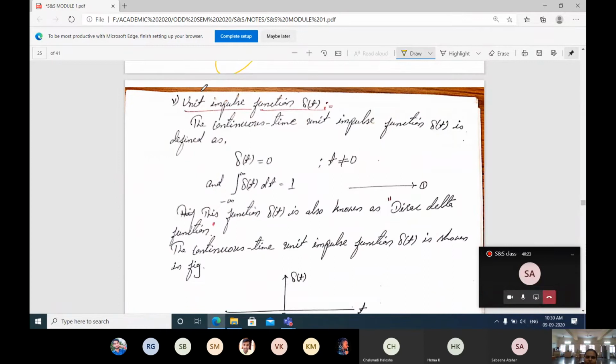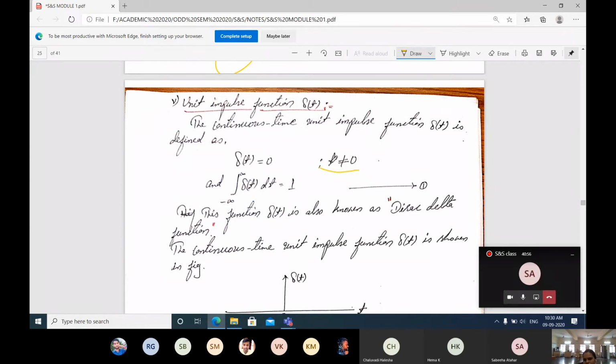Then the next one is the unit impulse function. This is represented by delta of t. For a continuous time function, the unit impulse is taken as delta of t equals 0 for t not equal to 0. Okay, and the integration from minus infinity to plus infinity of delta of t dt is always 1. Observe here, what is the information we are telling?